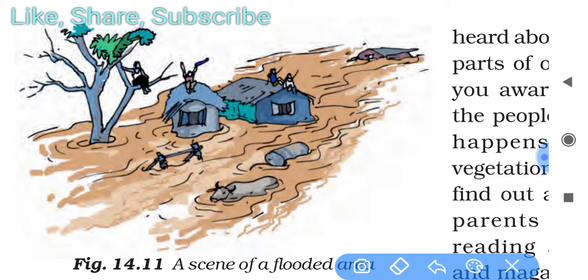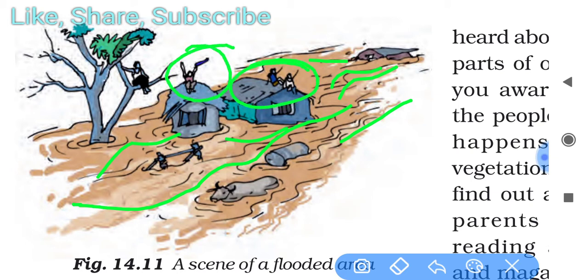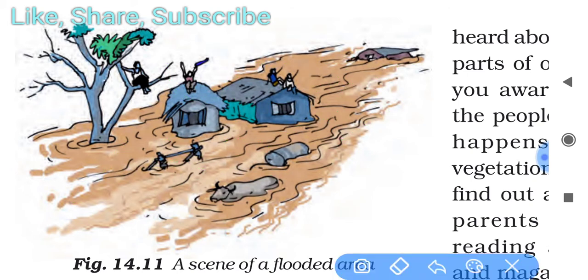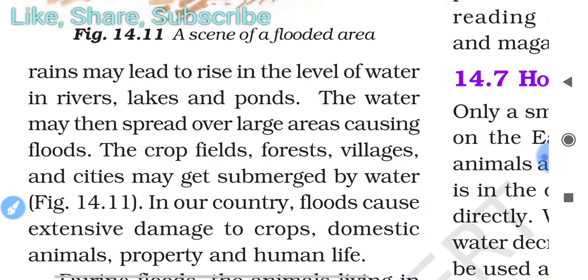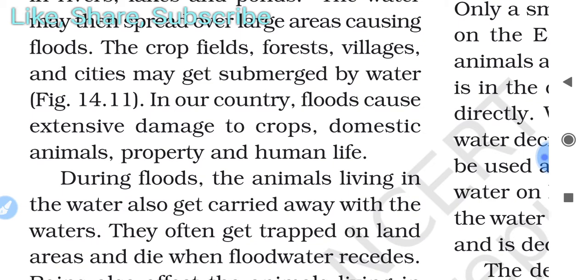You can see all the water is filled inside it, and people are calling for help, standing on their roofs. Their cows, you can say that humans are just flowing, and you can see some are going into the trees also. So this type of situation happens when a flood occurs in any area.